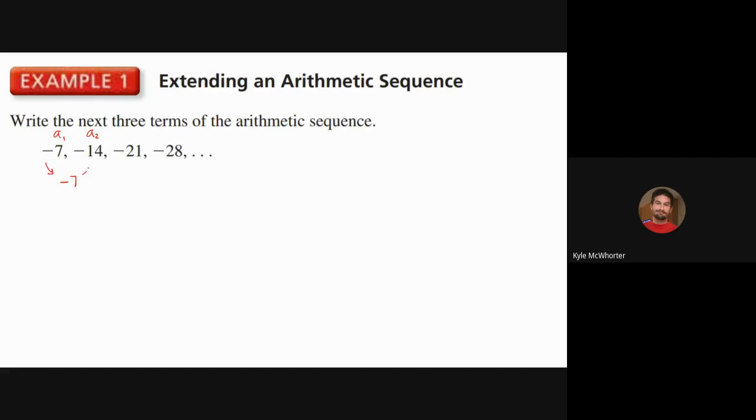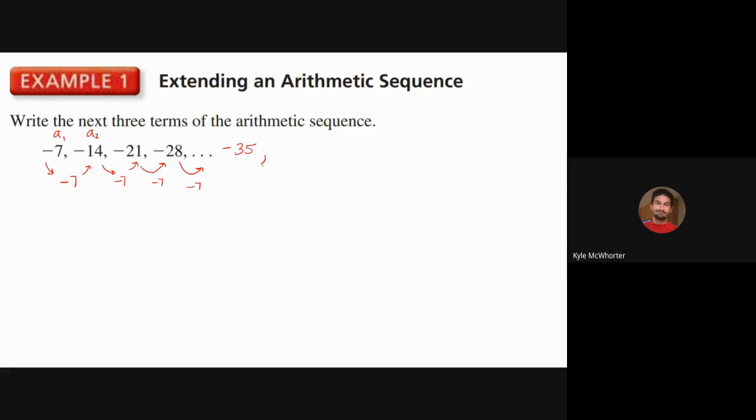-7 minus 7 is -14. Then if we subtract 7 again, -14 minus 7 is -21. -21 minus 7 is -28. So all we need to do to write the next 3 terms of the sequence is, from -28, subtract 7. So that would be -35.